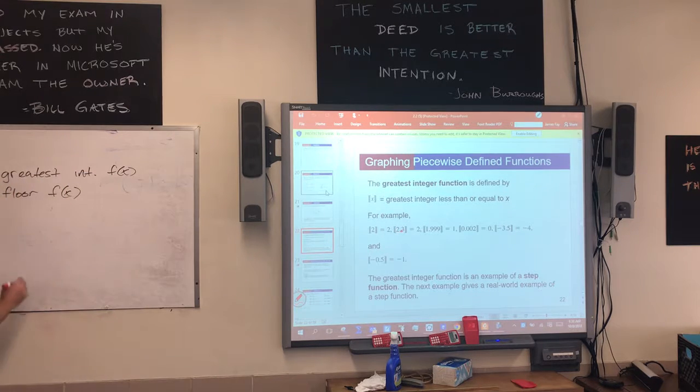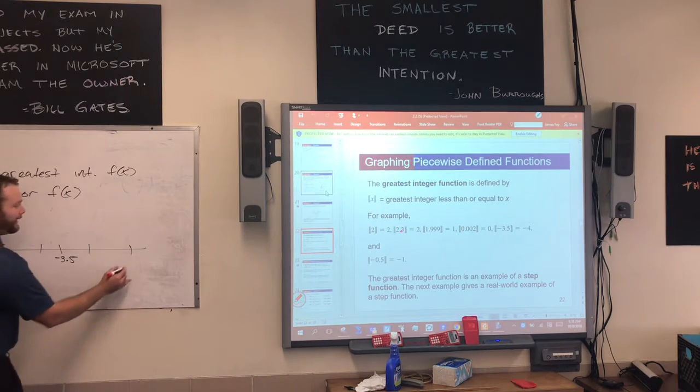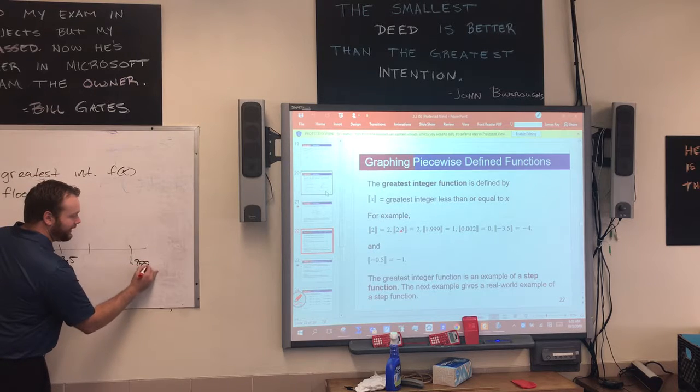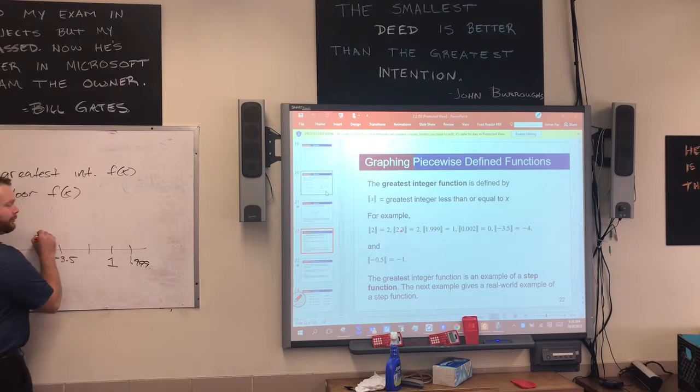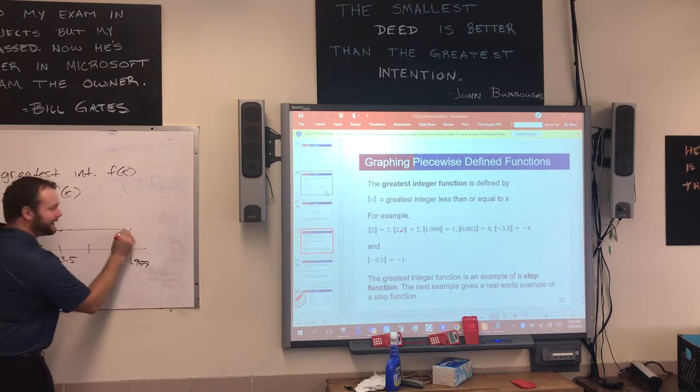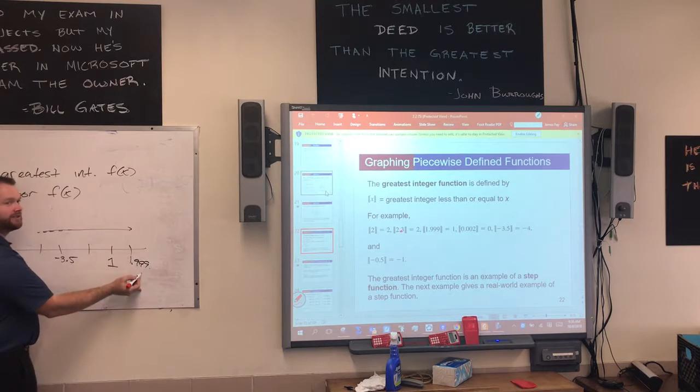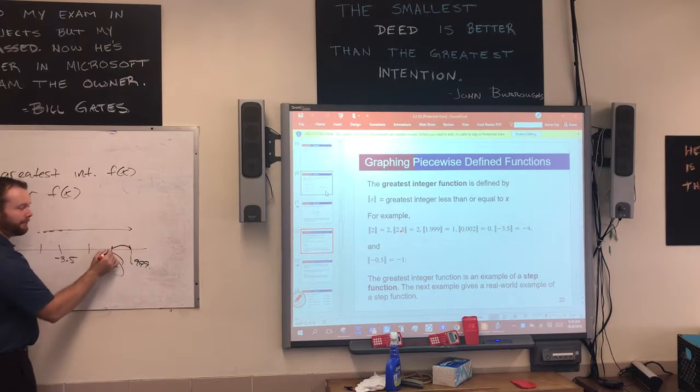And now this last one is the one people struggle with. If I'm at negative 3.5, regardless of whether it was negative or not, let's say 1 is here. As I'm moving along the number line and I get to 1.9999, what was the last integer I passed through left to right? It was 1. So it's going to return that 1.